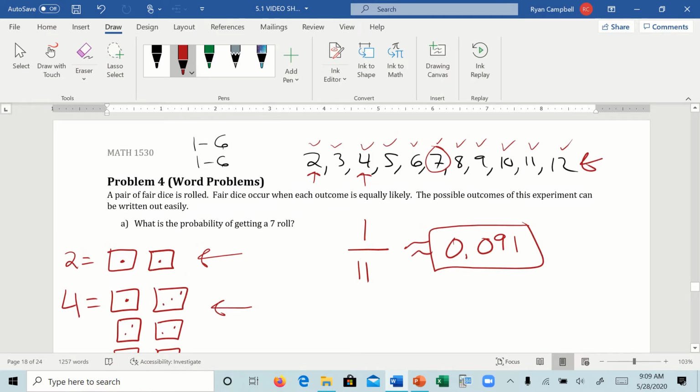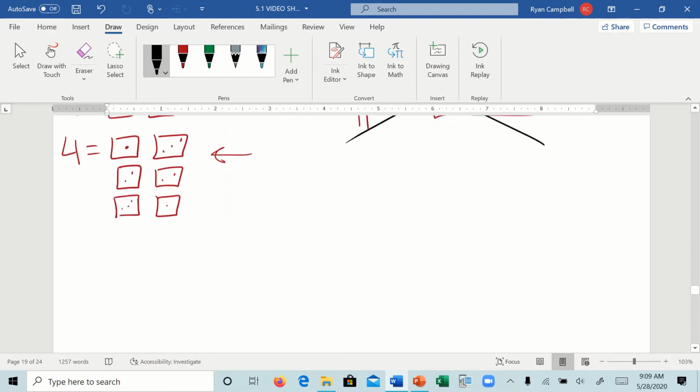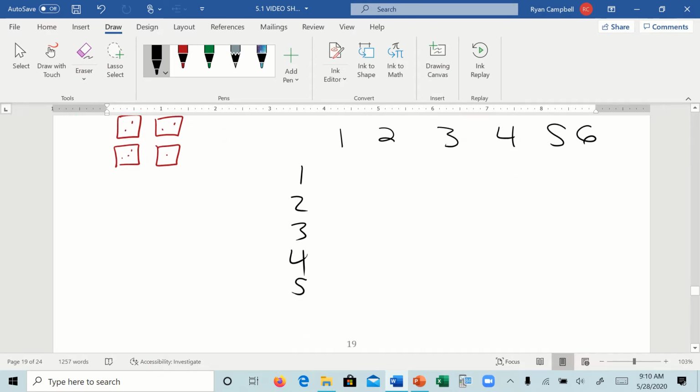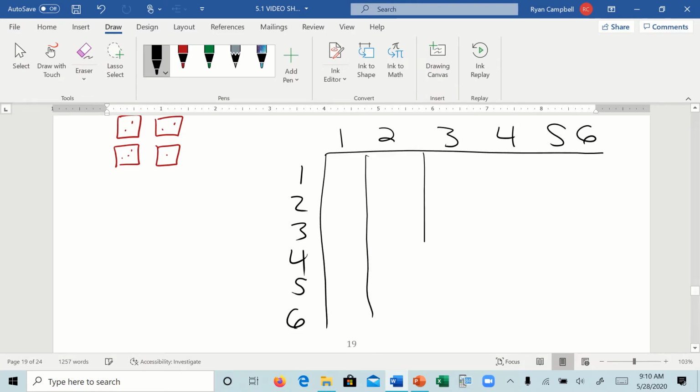So this is the incorrect answer. It is not 1 out of 11. We need to actually write out every single possibility. We need to break it up into its simple events. So the way we can do that is we can make a table. A die has 1, 2, 3, 4, 5, and 6, and we can just make this table.